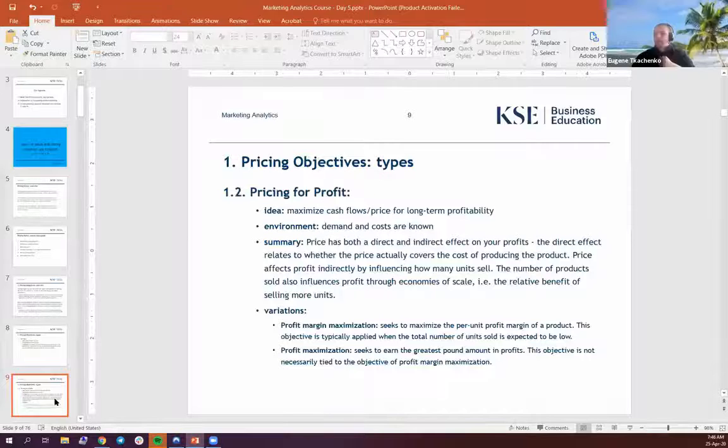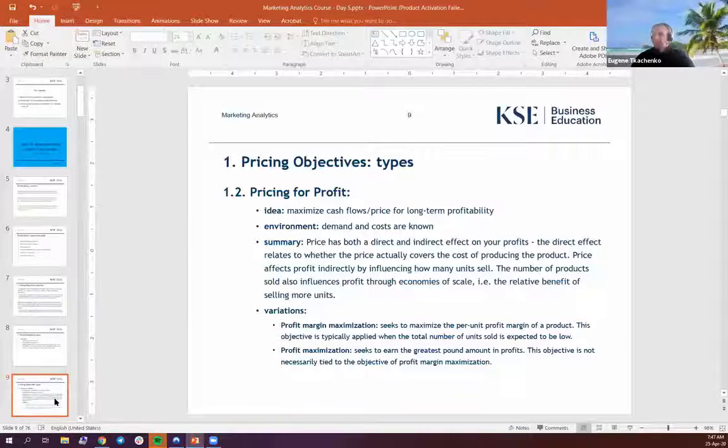Another pricing objective is pricing for profit. So the idea is maximizing cash flows or prices for long-term profitability. It's kind of an ideal environment because demand and cost for your products are known, as well as the cost for your competitors' products. So you're trying to set up the prices based on both direct and indirect effects on your profit.